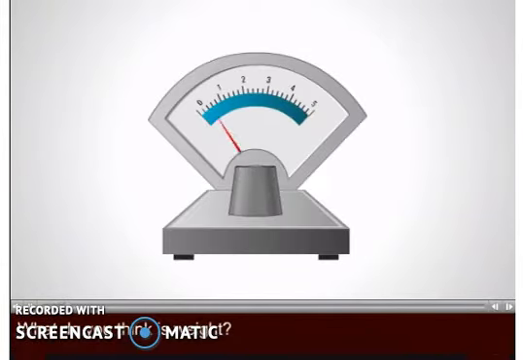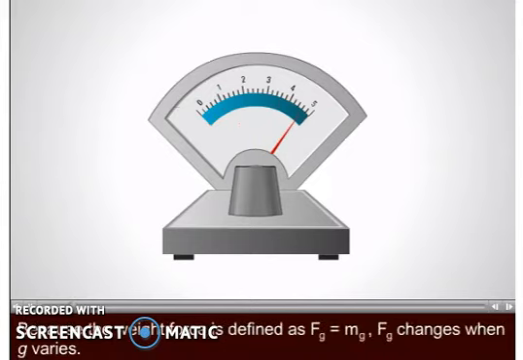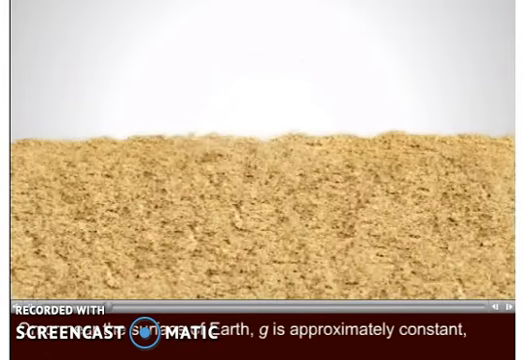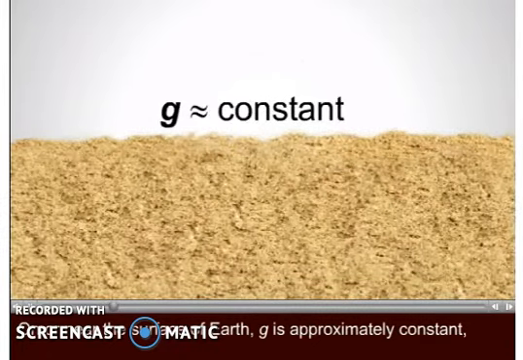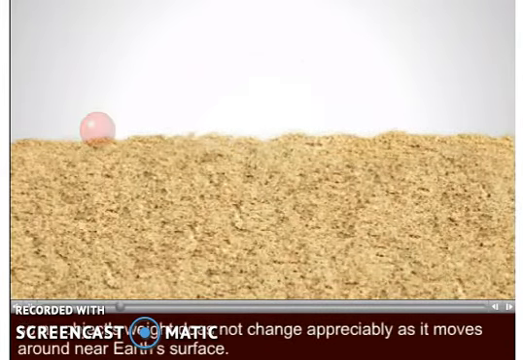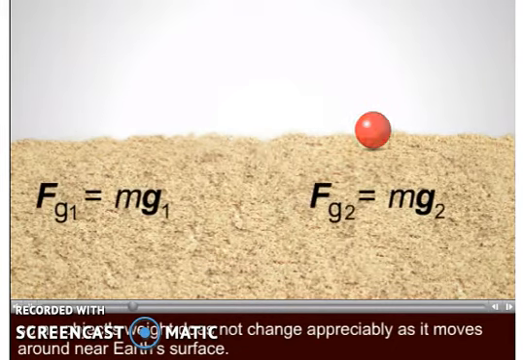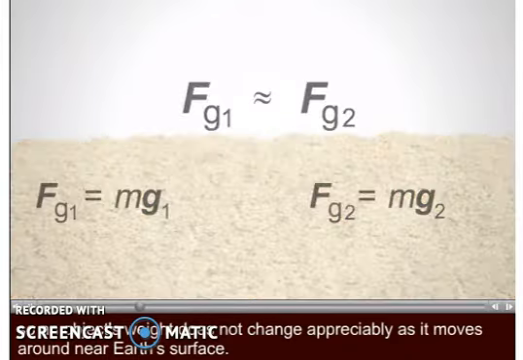What do you think is weight? Because the weight force is defined as Fg equals mg, Fg changes when g varies. On or near the surface of Earth, g is approximately constant, so an object's weight does not change appreciably as it moves around near Earth's surface.